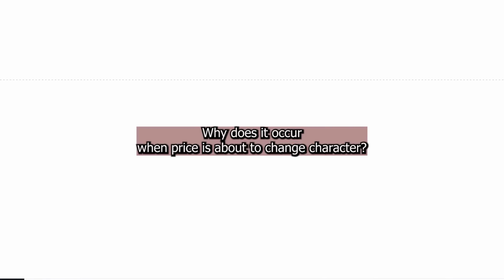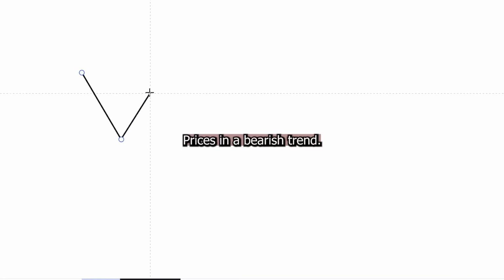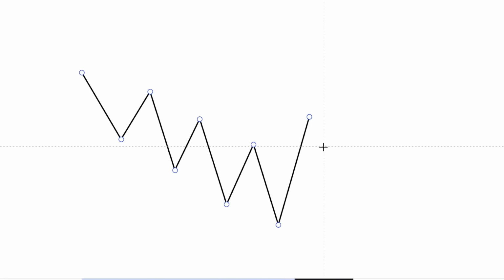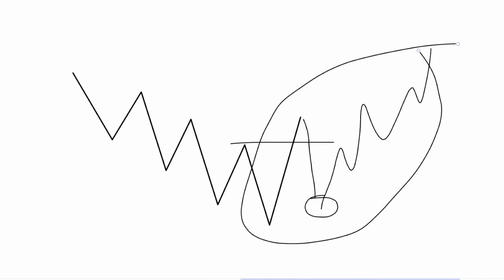Okay, so let's ask the why. Why does it occur when price is about to change character? So let's say you have a bearish trend right here. Price is in a bearish trend. And what happens here is price breaks structure. So what does that tell us? When price breaks structure, in majority of cases, especially when it comes to your change of character, you expect a retracement back inside of the range to grab an internal liquidity order to continue to the upside. This is your basic change of character.